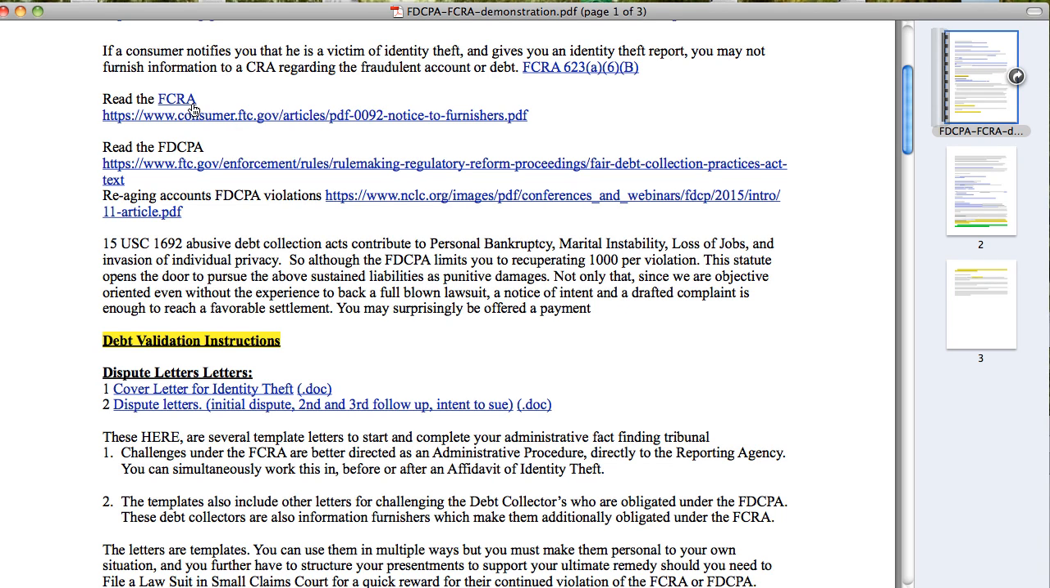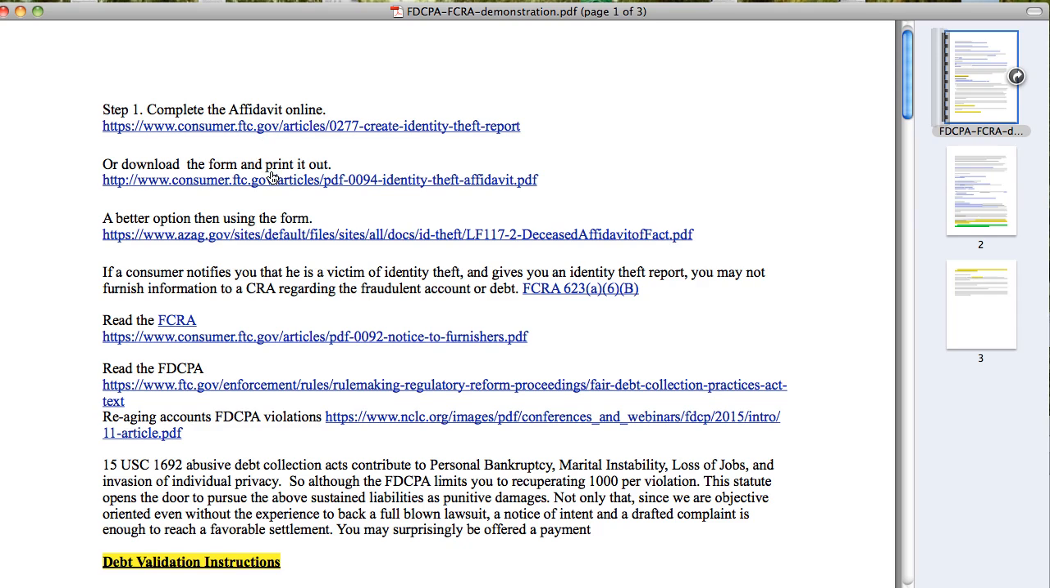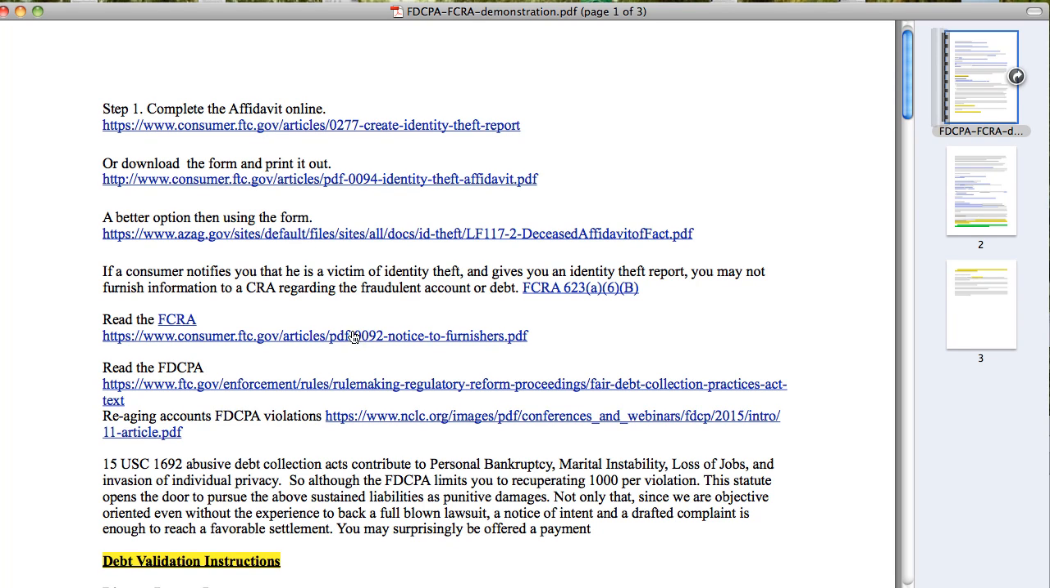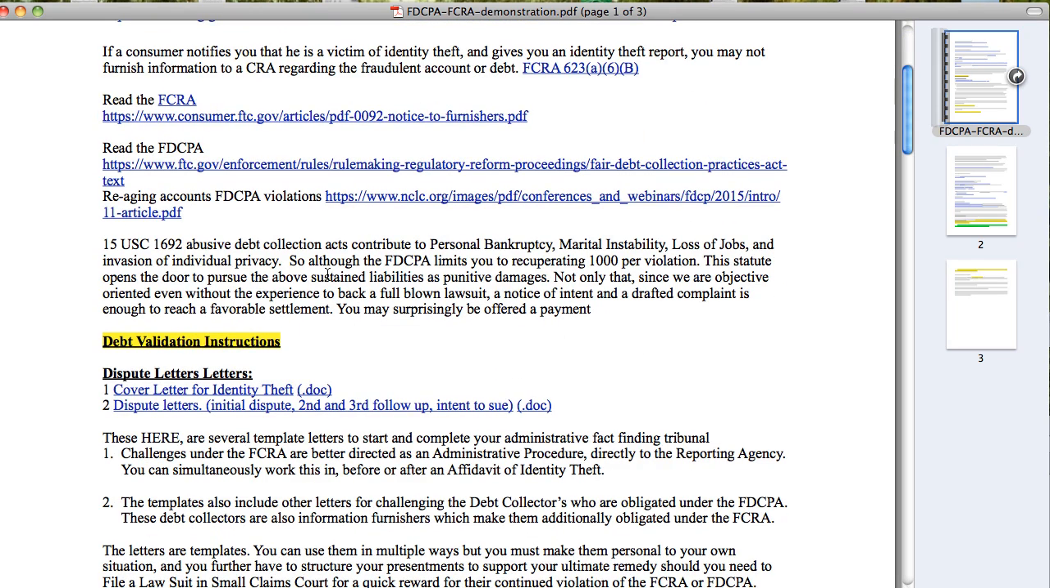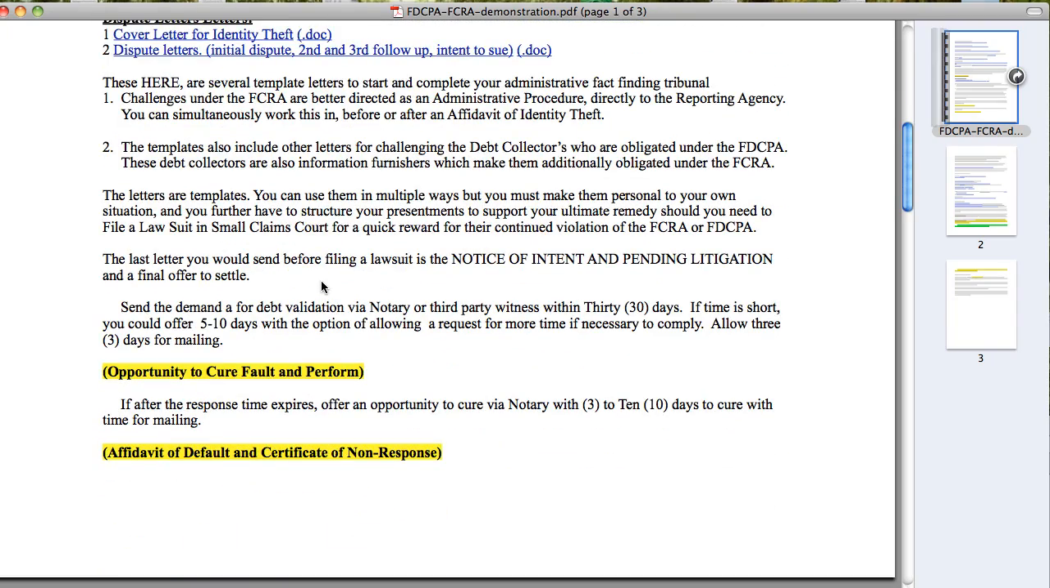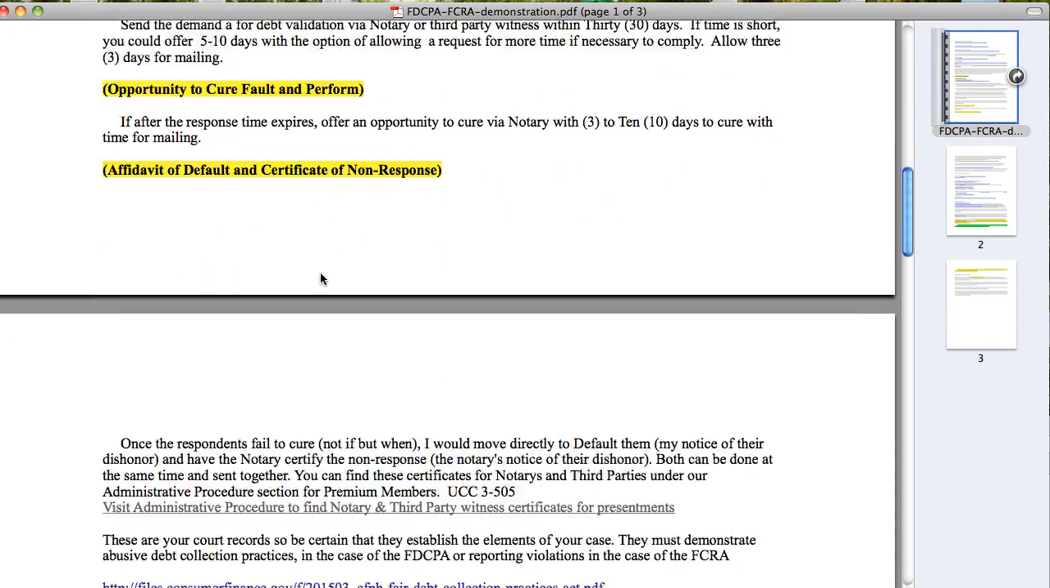But I guess it's these two right here. These are your Fair Credit Reporting Act breakdowns. I thought I had more on the Fair Credit Reporting Act, but these are definitely enough. I have more on the Fair Debt Collection Practices Act. But the letters are pretty much already done for the Fair Credit Reporting Act.